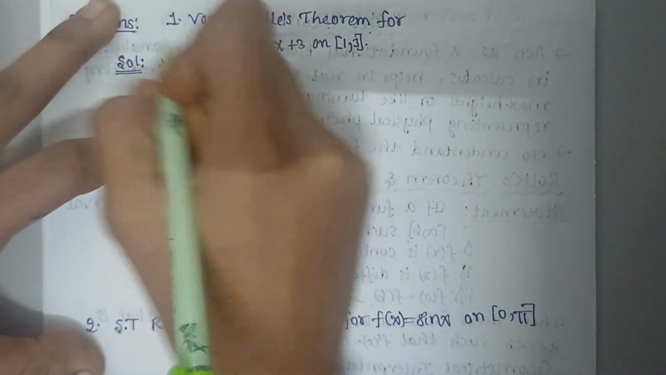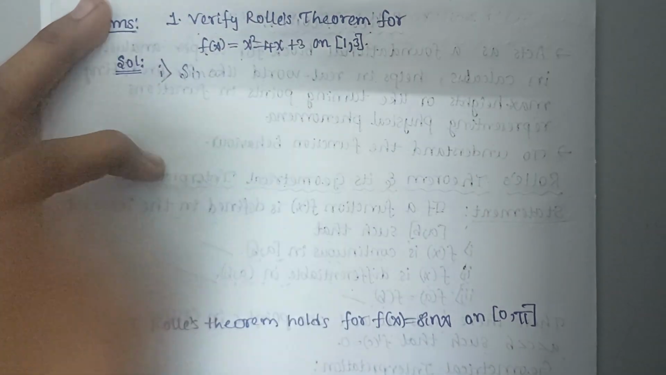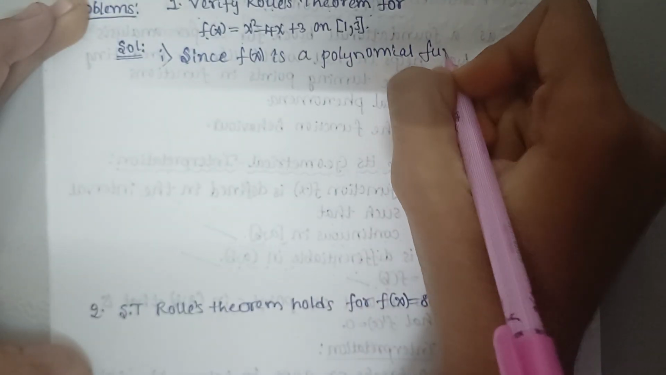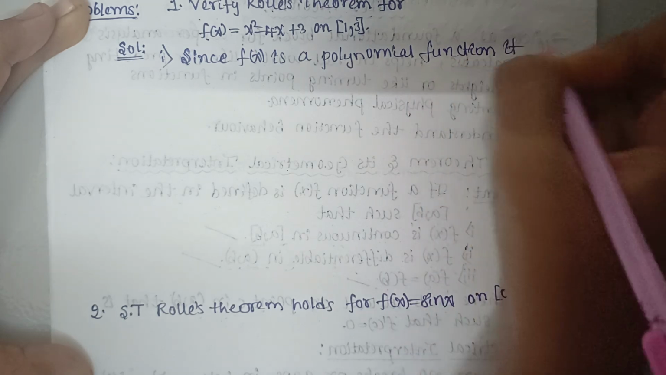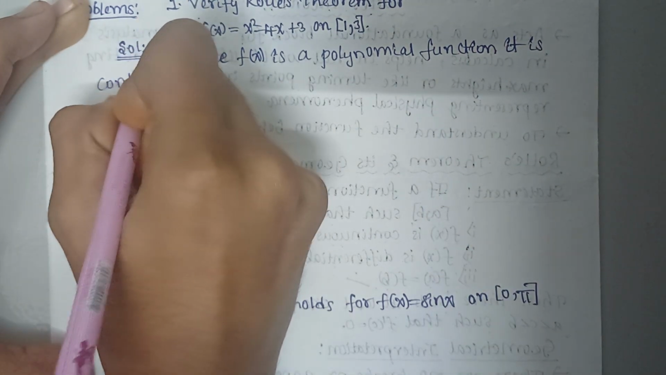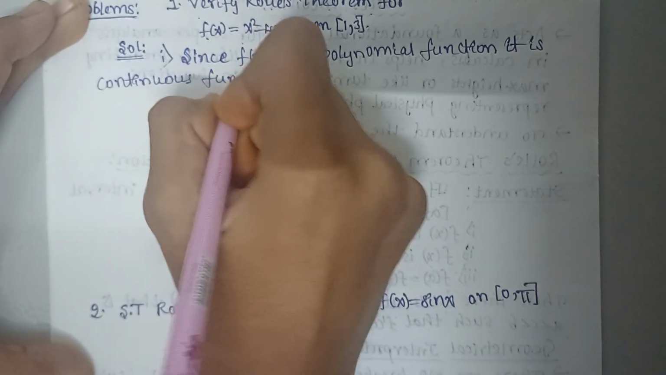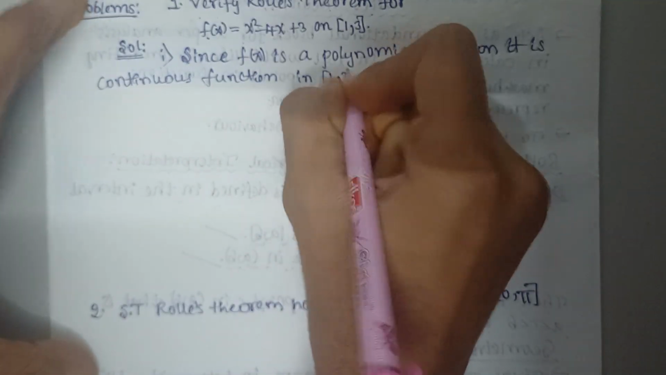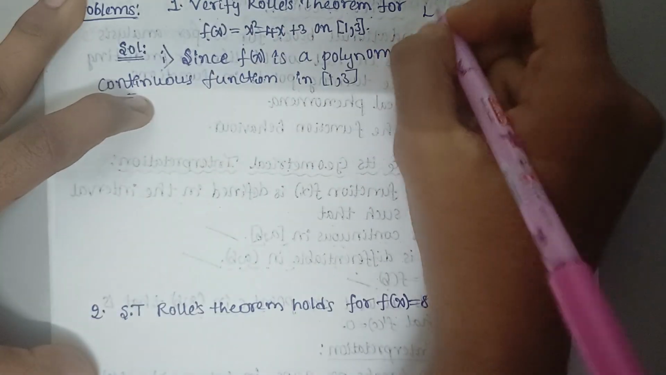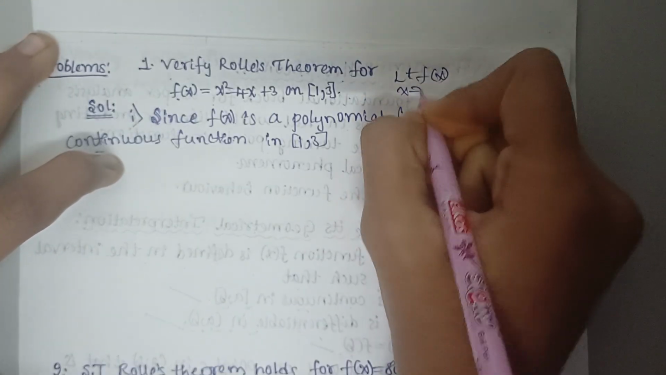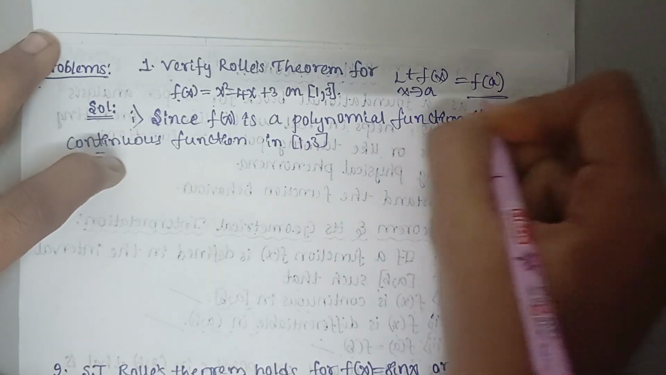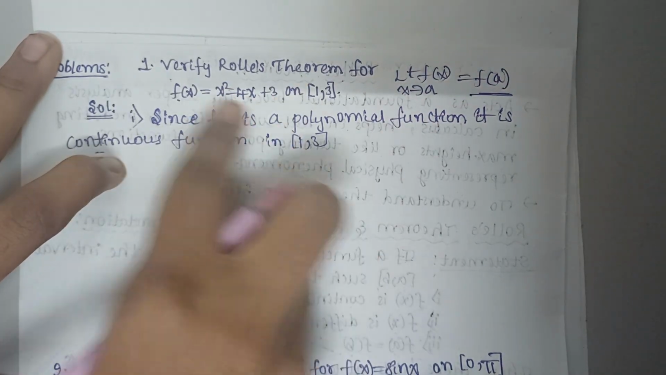Since f of x is a polynomial function, it is continuous in the closed interval [1, 3]. Whenever you get a polynomial function, it is a continuous function. This is because continuity says that the limit of f of x when x tends to a should be equal to f of a, and that is satisfied for every polynomial function.